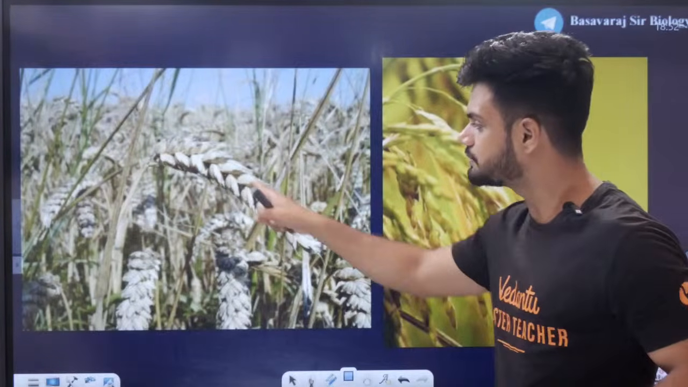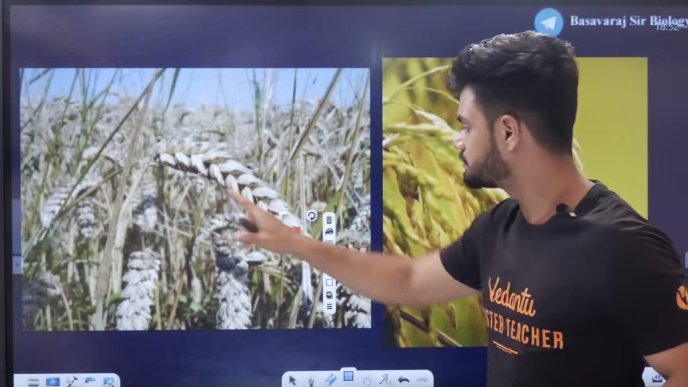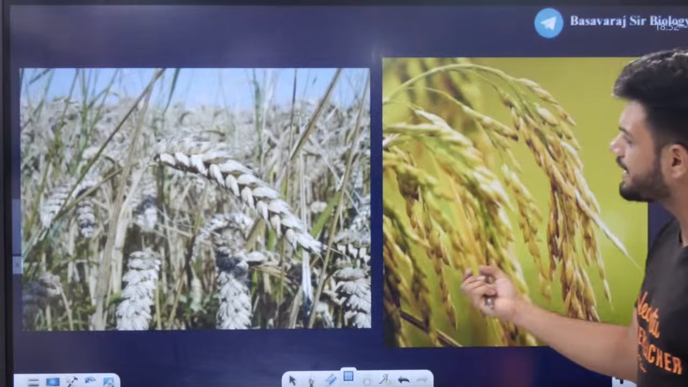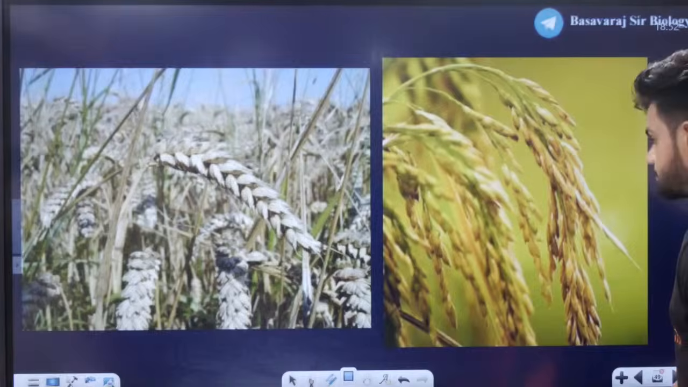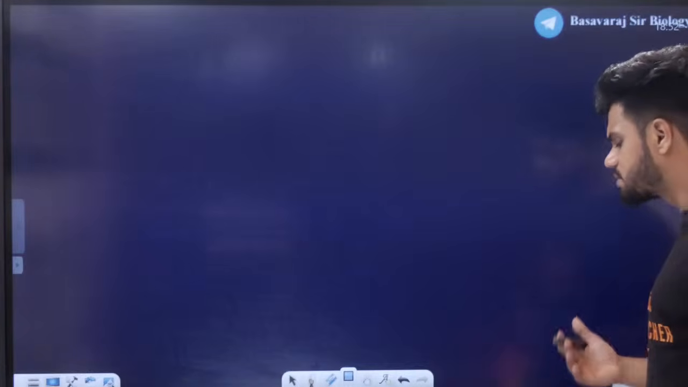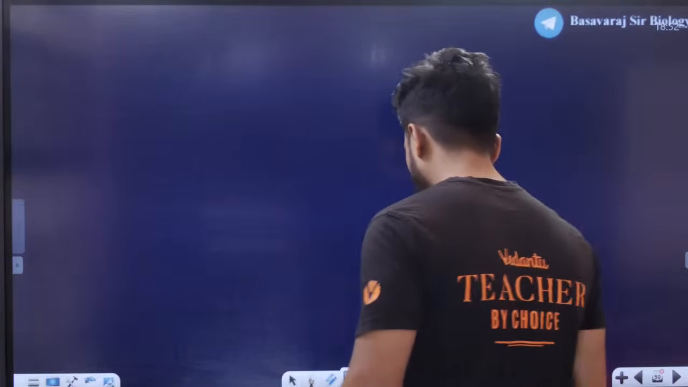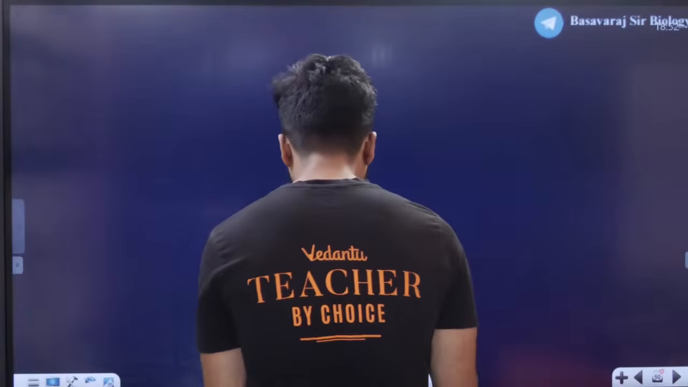It's called a spike. It is the inflorescence of your rice, maize, and everything. Okay. So let's draw a spike, all of you. Let's draw a spike here and understand what the inflorescence is here.